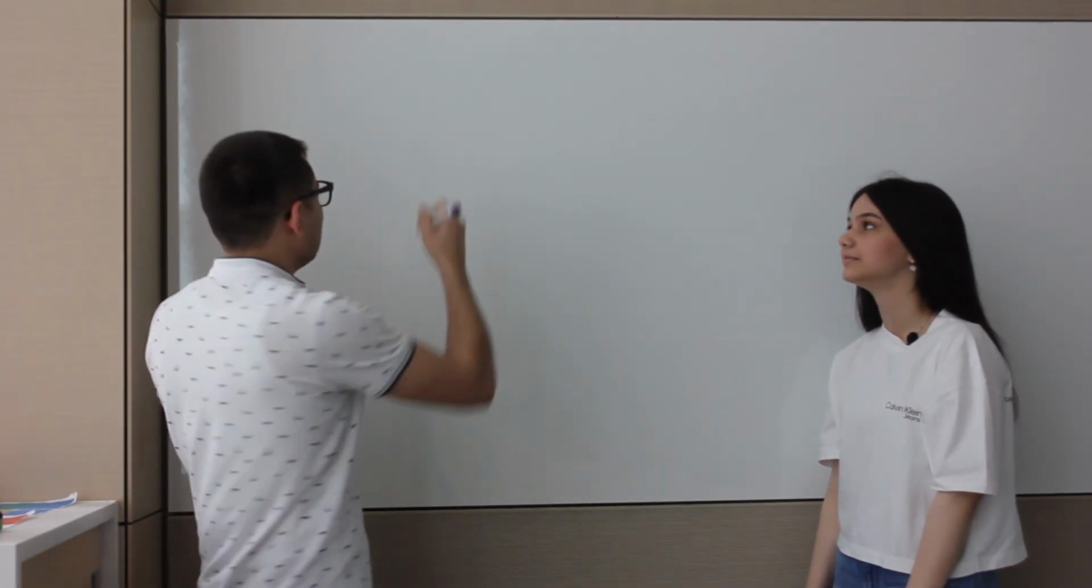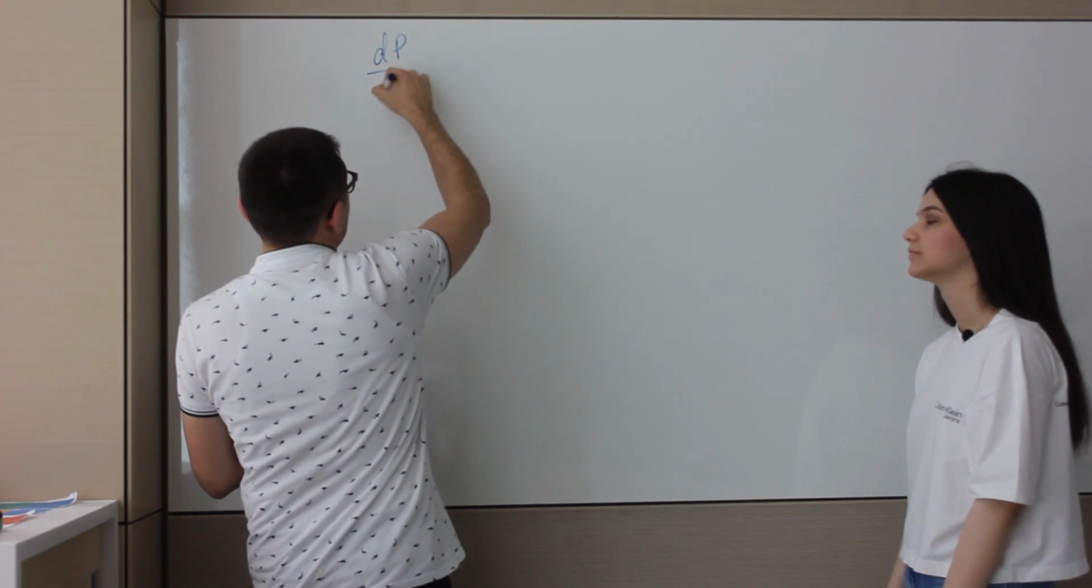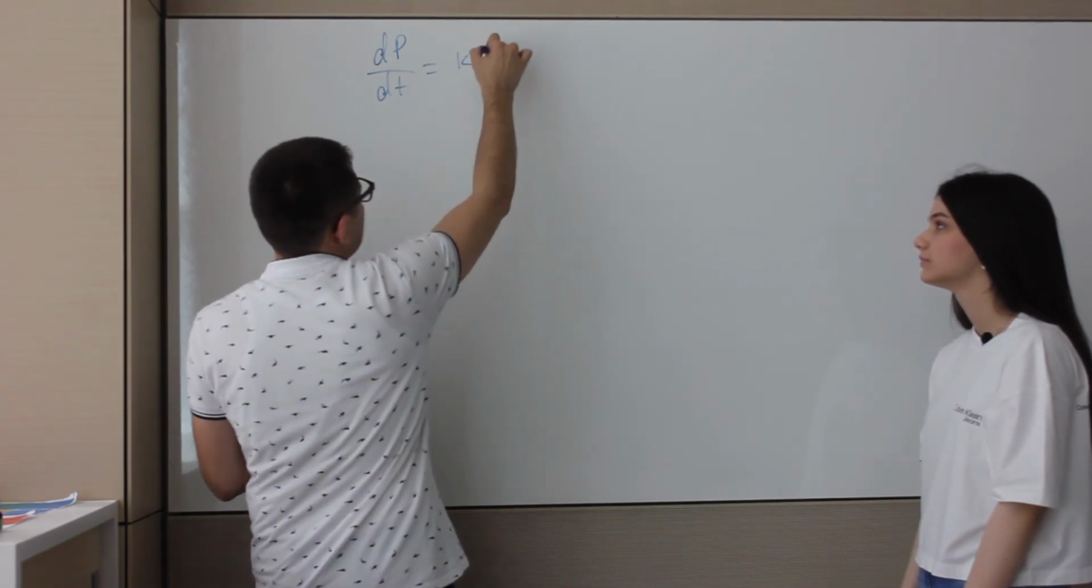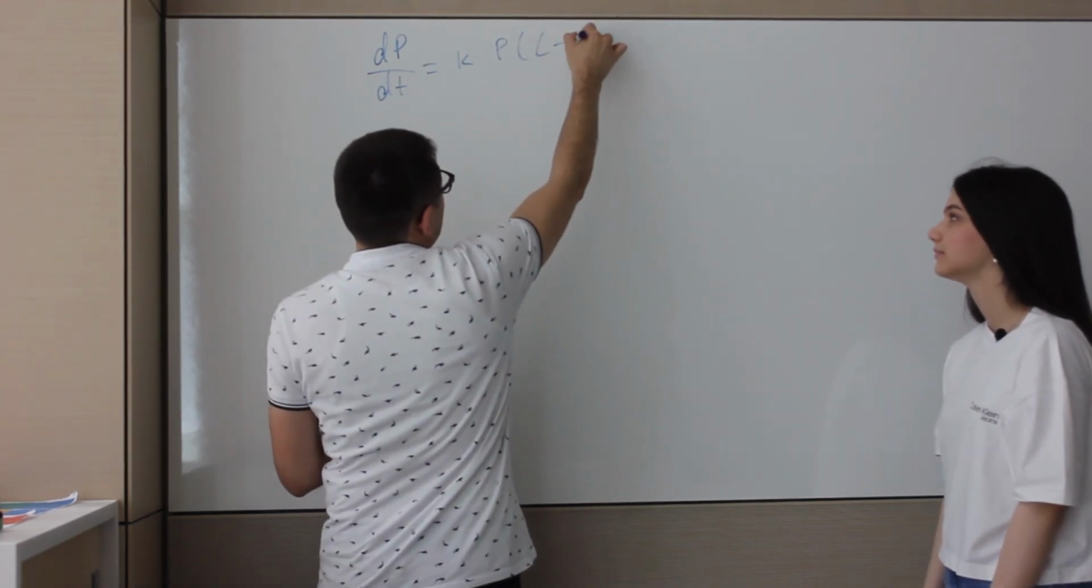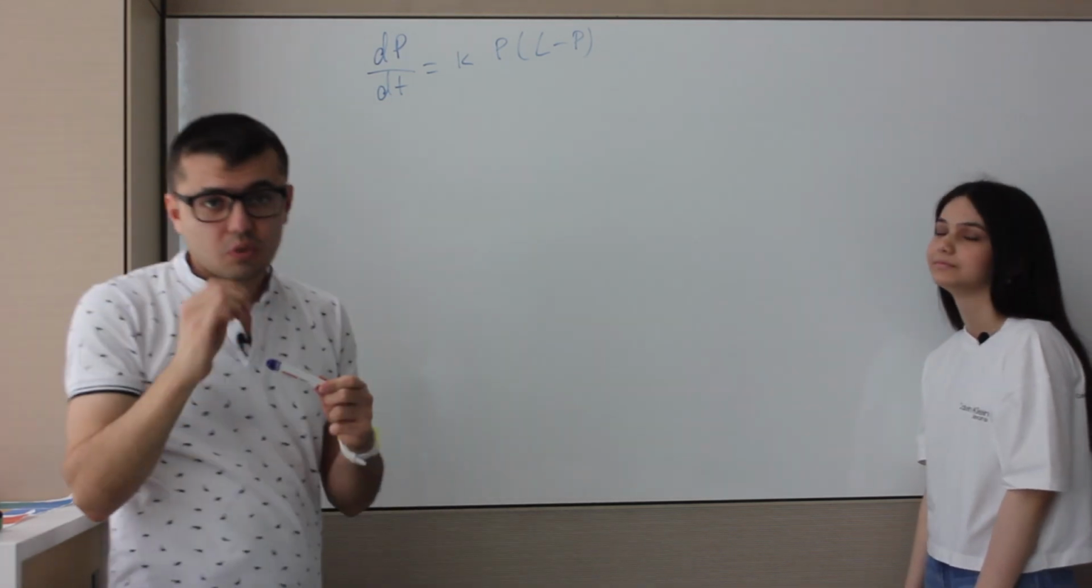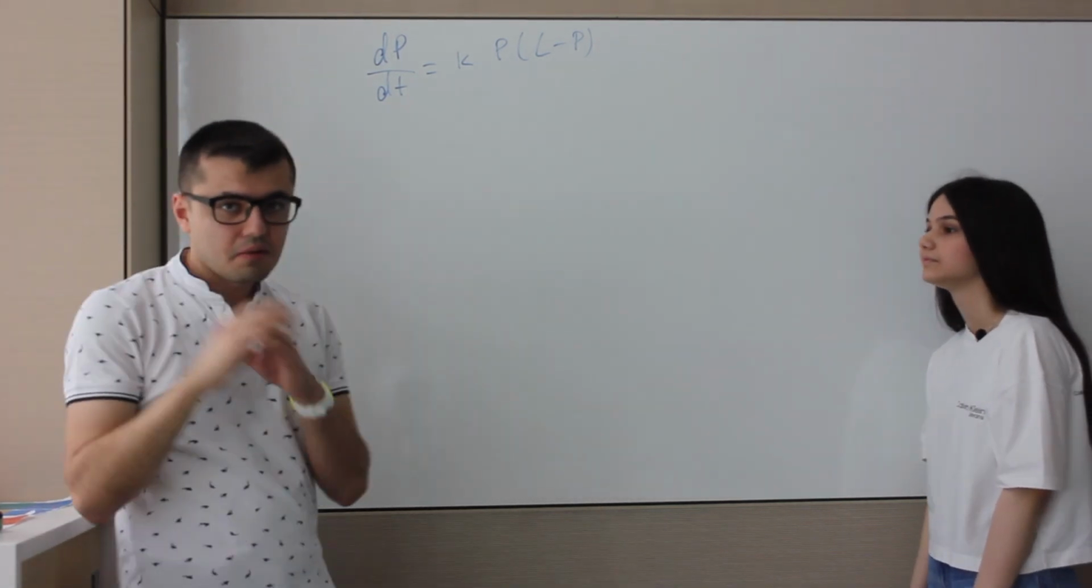Now we'll start with the differential form of logistic curve, and I'm gonna first write it down. It goes like dP over dt is k times P times (L minus P). And I'm gonna explain what everything means here.